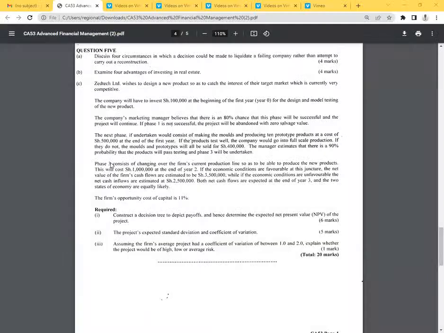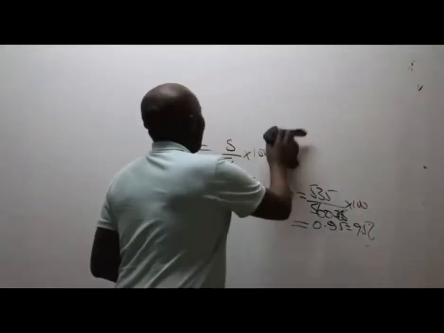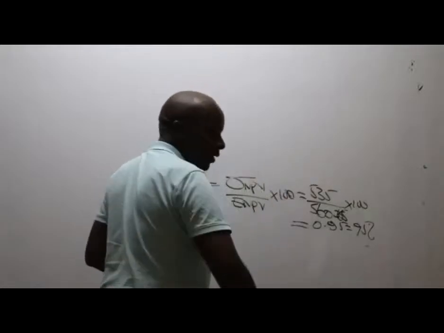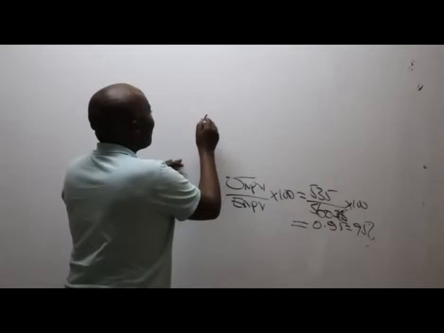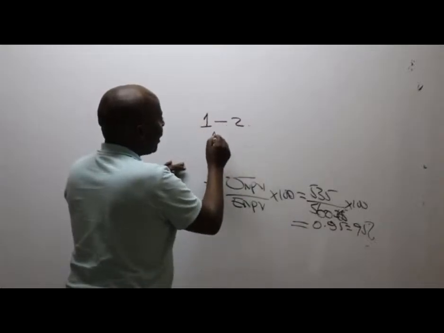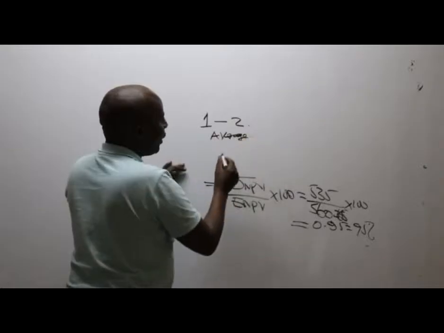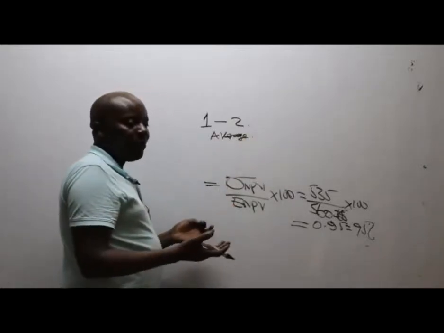Let's see here. So when you look at Roman 3, assuming the firm's average project had a CV of between 1 and 2, perhaps 1.5, explain whether the project would have been of high, low, or average risk. Remember, they are giving us the average CV. They're telling us that if the CV falls in between here, then we talk of a medium risk. The risk will be average.